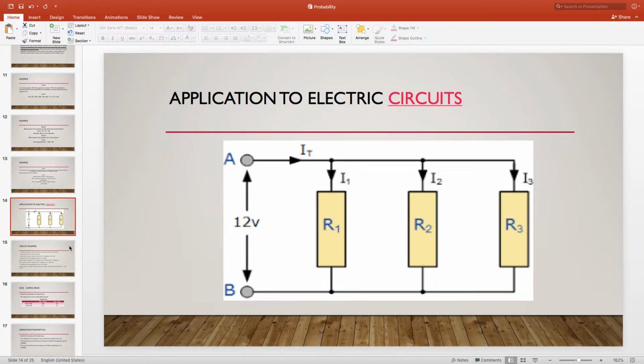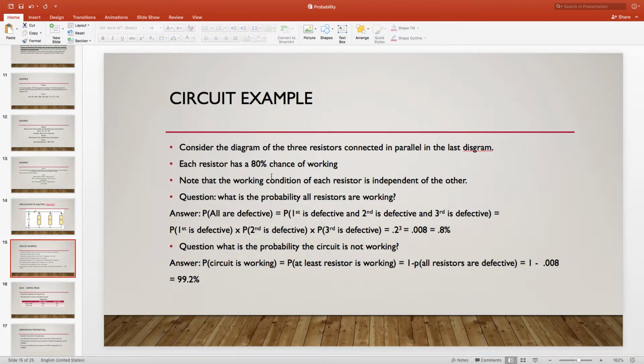So here's the question about the circuit. We have a current flowing, and it goes to the 3 resistors. And in order for it to go to the point B, at least one of these resistors has to work. If the first one works, it gets to B. If the second one works, it gets to B. If the third one works, it gets to B. If all of them do not work, it doesn't get to B. So we have the diagram.